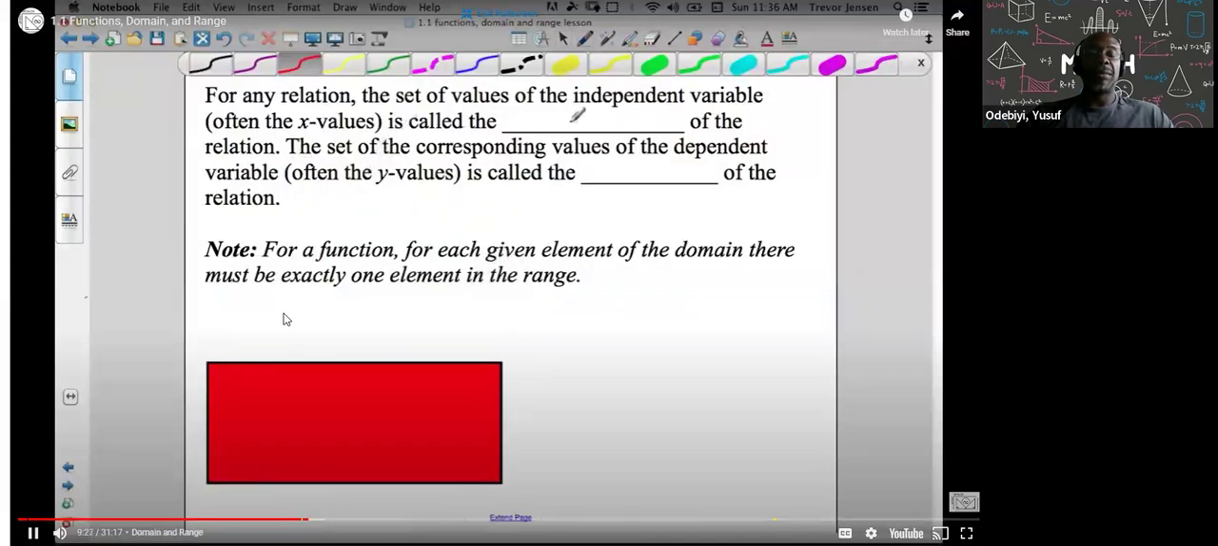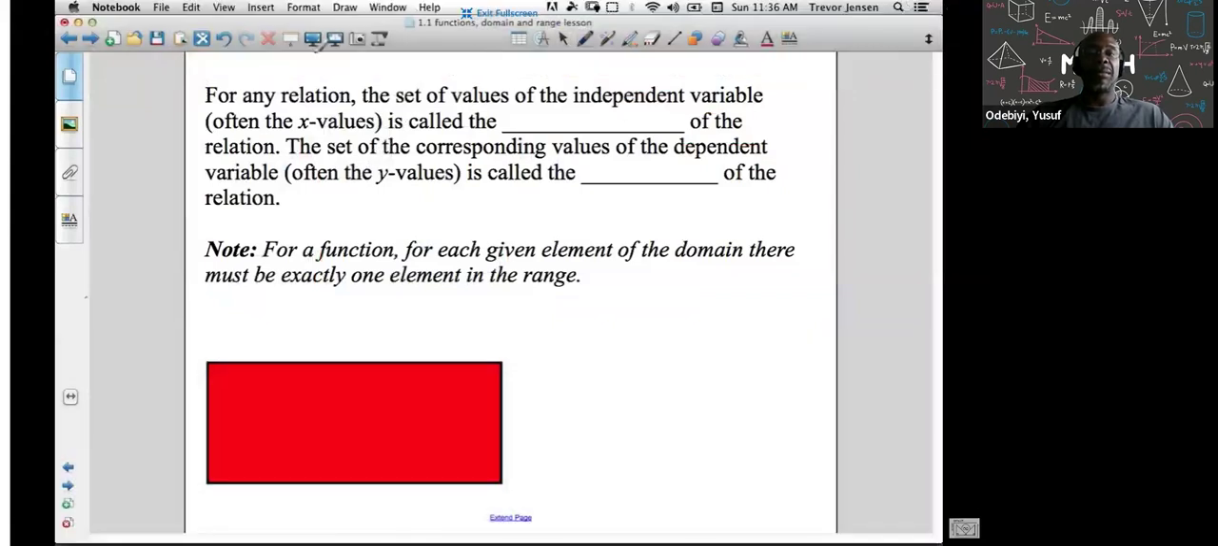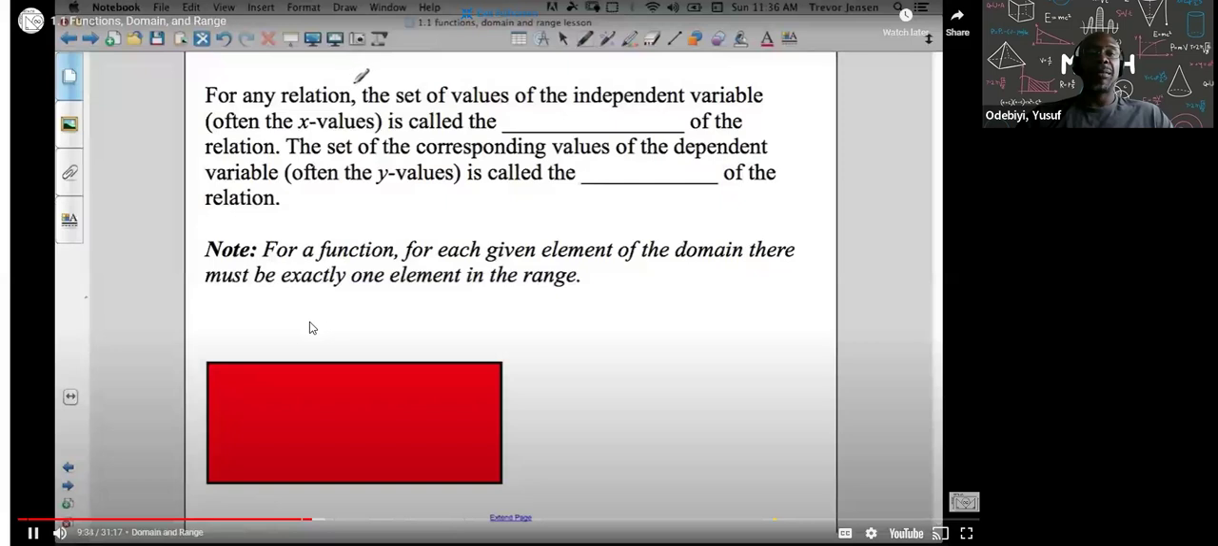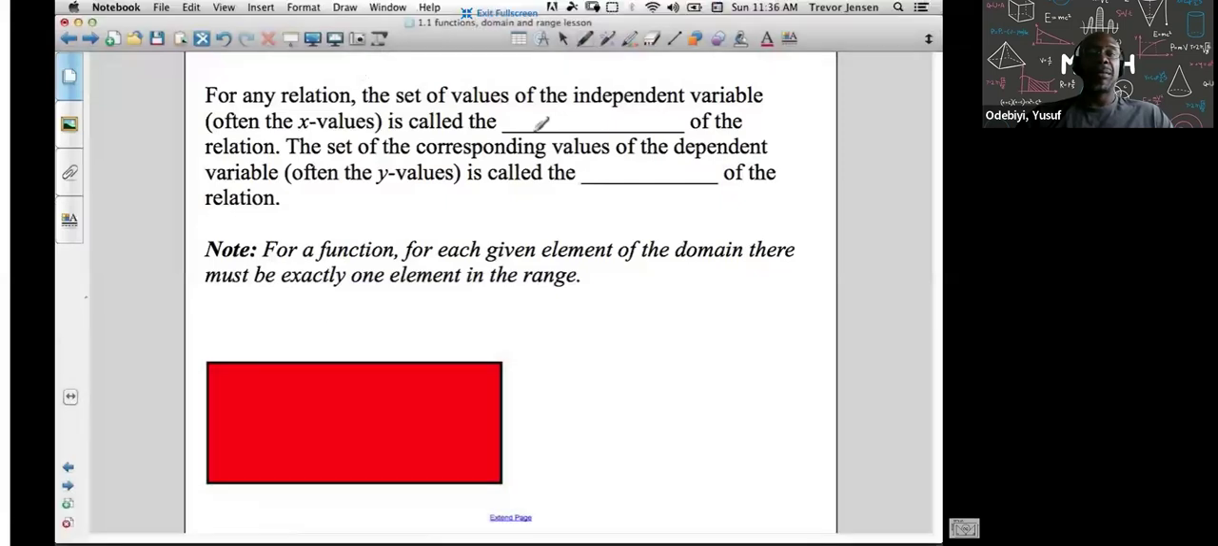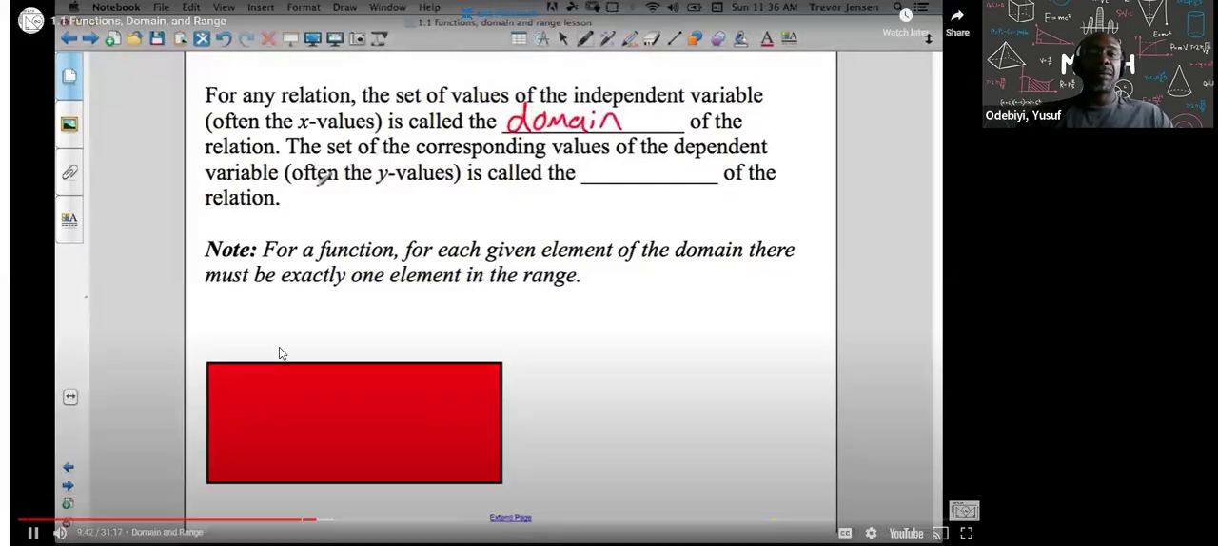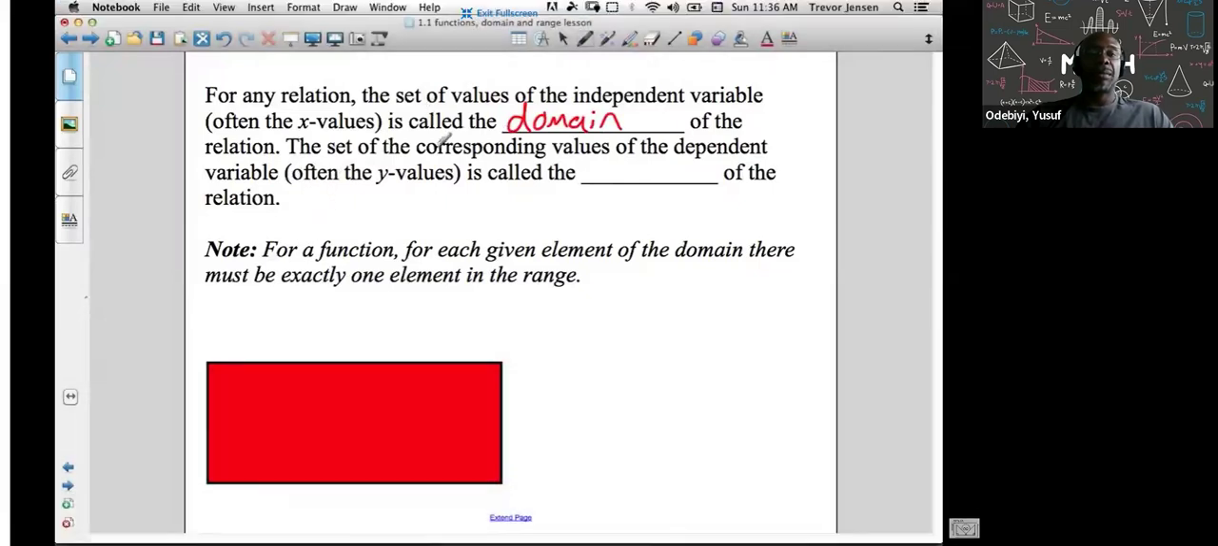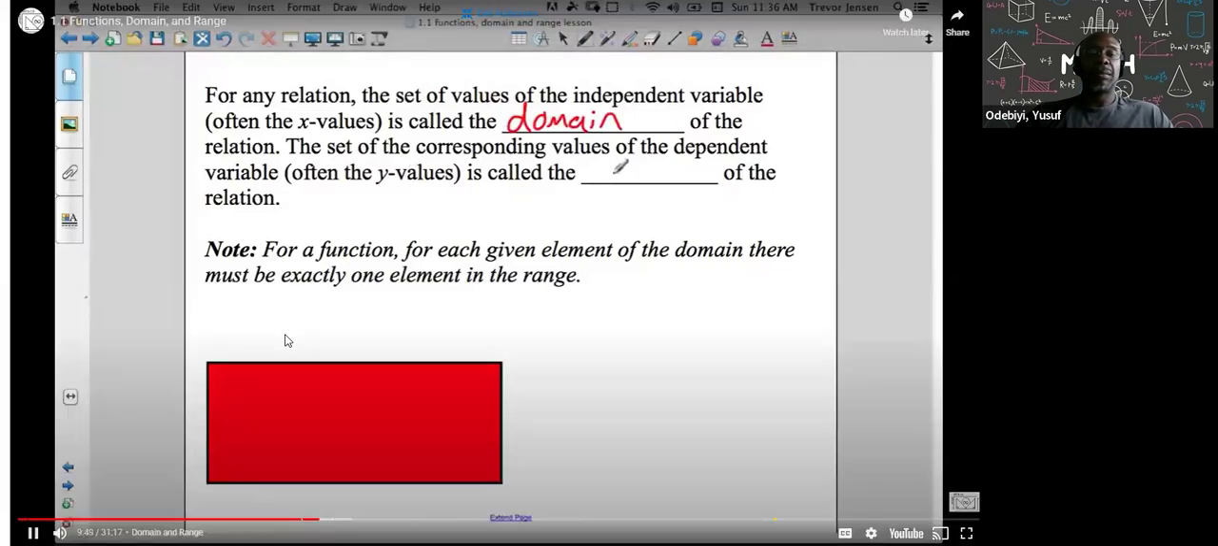Let's get the definitions out of the way. Basically, for any relation, the set of values of the independent variable, the set of values that x could be, is called the domain of the relation. The set of values that the dependent variable, so the y values, the set of corresponding values that y could be, is the range.